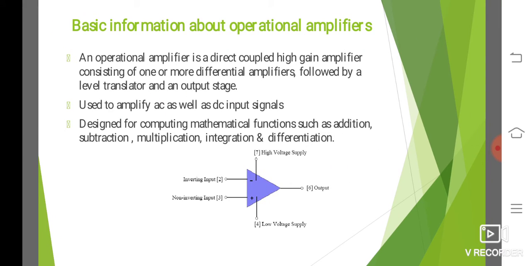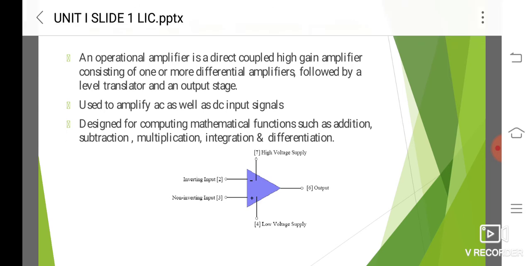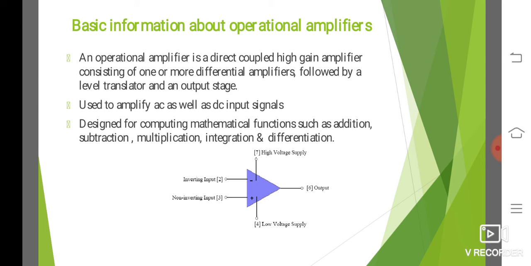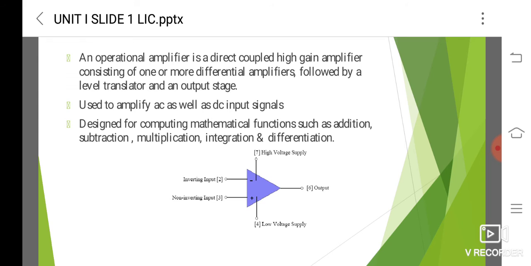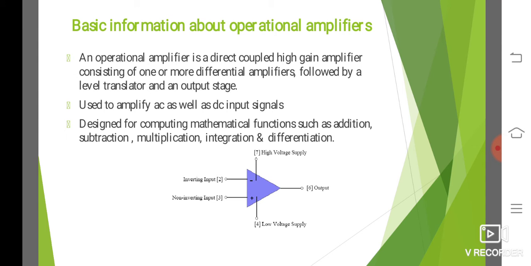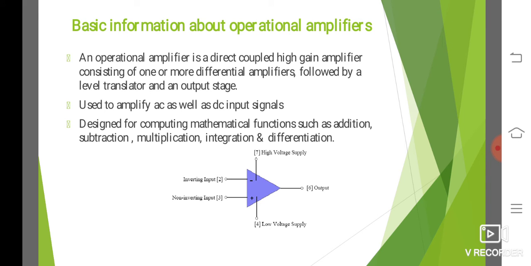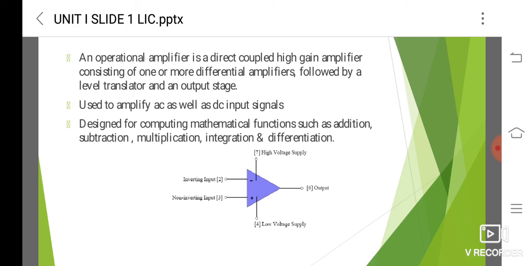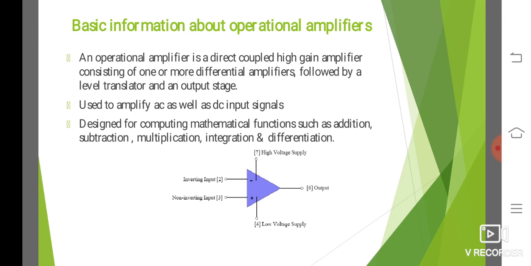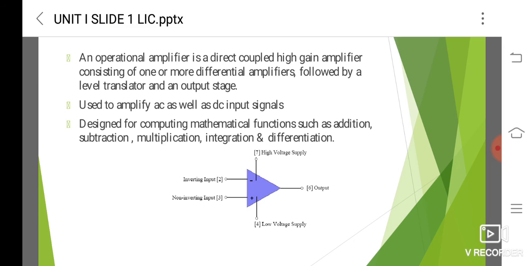Here are the basics of the operational amplifier. It is a direct coupled high gain amplifier which consists of one or more differential amplifiers followed by a level translator and an output stage. It can amplify both AC as well as DC input signals. Some applications of the operational amplifier are to perform mathematical functions such as addition, subtraction, multiplication, integration and differentiation.